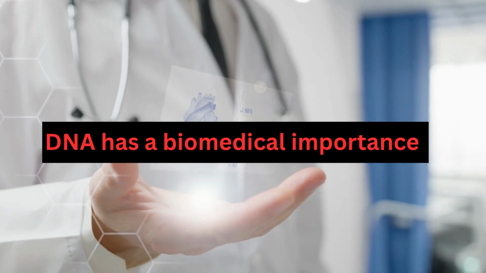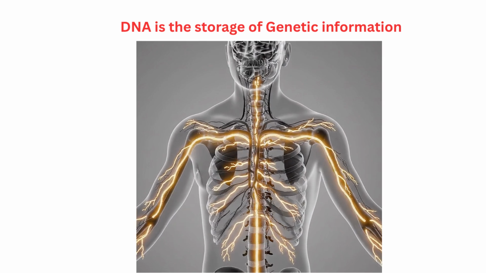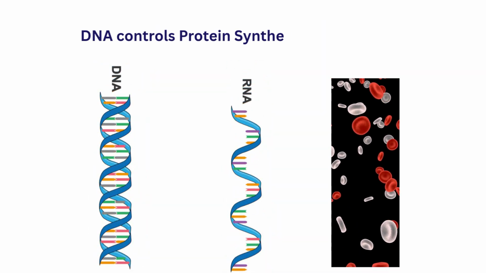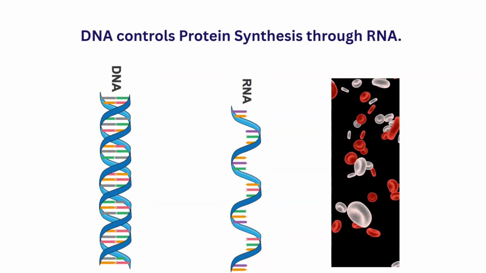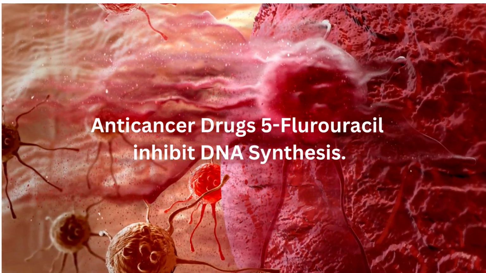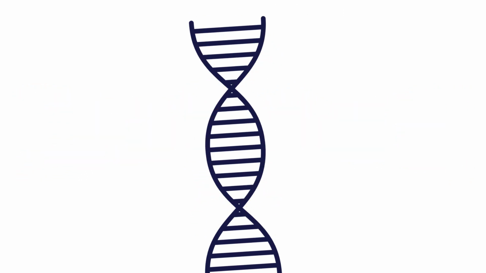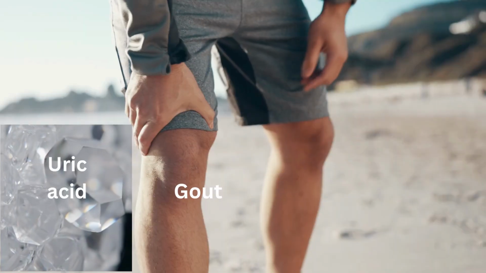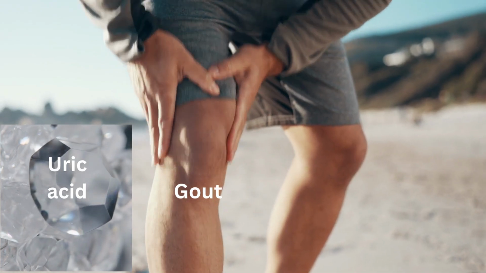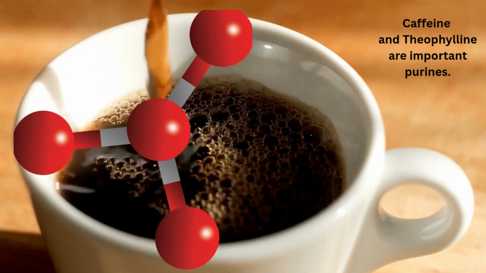It has biomedical importance. DNA is the storage of genetic information. It controls protein synthesis through RNA. Some drugs act on DNA. Anti-cancer drugs like 5-fluorouracil inhibit DNA synthesis. Cisplatin damages DNA structure. Purine metabolism produces uric acid, which can cause gout. Substances like caffeine and theophylline are pharmacologically important purines.